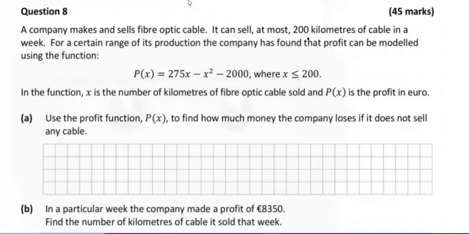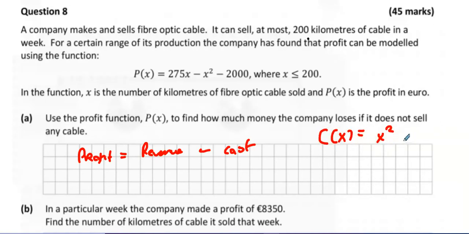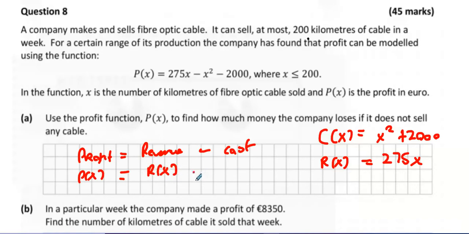for other similar types of question. Hint, hint. Profit equals revenue, which is money you make, minus cost. Now, imagine there's a cost function, and I set the cost function C of x as x squared plus 2000. And imagine I set the revenue function R of x is 275x.